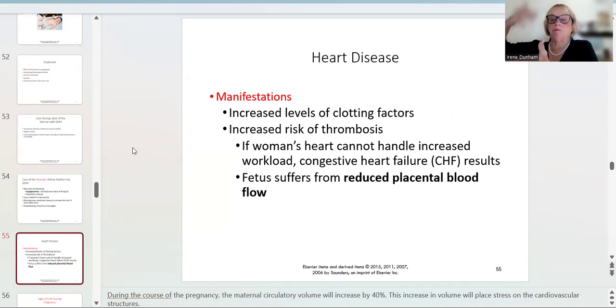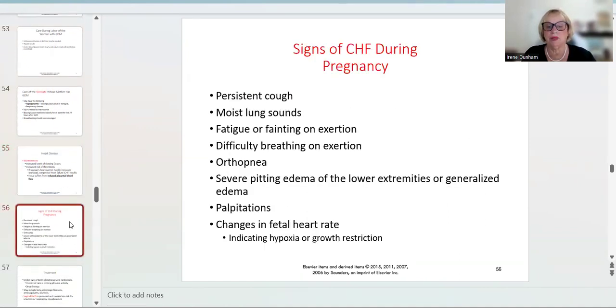Okay. She's got a big workload on her heart, okay? Sometimes a woman's heart can't handle that increased workload. So then she fills up with fluid, and you've got a patient that can't breathe, okay? Congestive heart failure. If you have a patient with congestive heart failure, you have reduced blood going to the placenta. Therefore, baby now is in jeopardy because mom is in congestive heart failure.